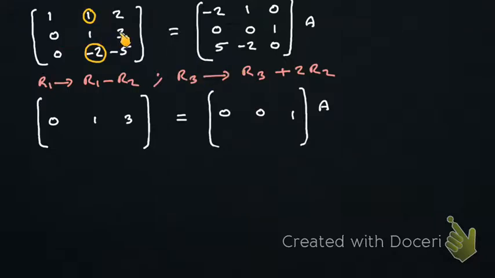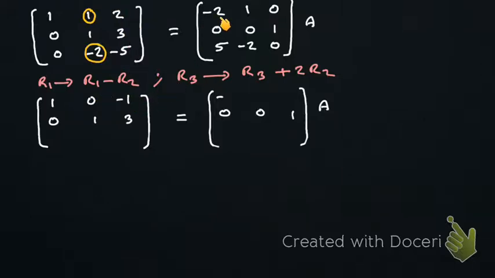So let's copy R2 the same: 0, 1, 3, 0, 0, 1. I copy the same. Let's work on R1. R1 minus R2. 1 minus 0 is 1. 1 minus 1 is 0. 2 minus 3 is minus 1.